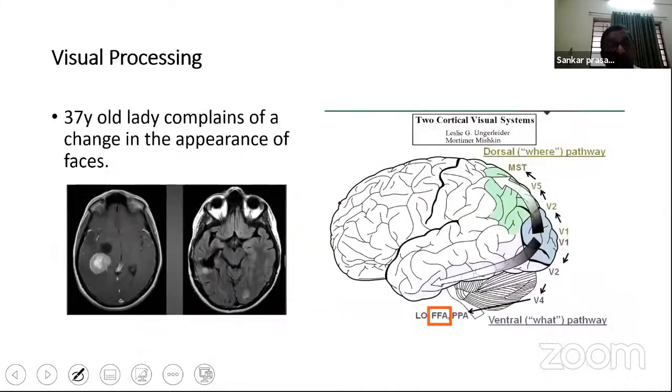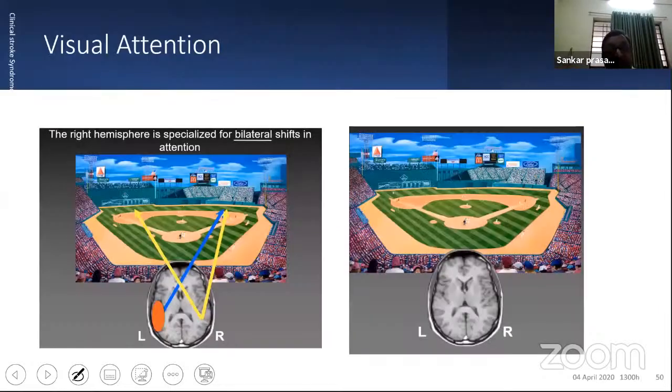Now let's look at visual processing. You see the dorsal where pathway is this, and the ventral what pathway is this, and this is mainly going to the face area, the fusiform face area. And if a lady complains of change in the appearance of faces because of a lesion here, she is not able to see properly. Why? So that is the connection.